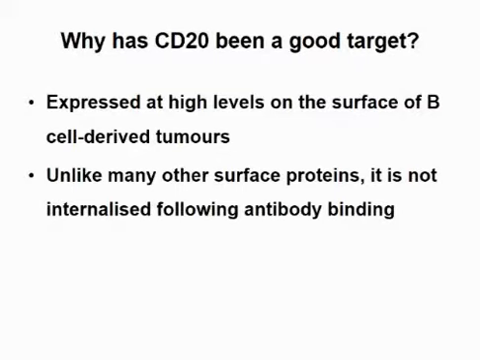Okay, and the reason it's been so successful is that it's expressed at very high levels on the tumours. So it's been a good target for an antibody, but also it doesn't get internalised, or at least not very much. With many proteins, you bind an antibody to them and they get internalised into the cell and degraded. It just seems to be a natural consequence of antibody binding. But for CD20, it's very stable, and the antibody will be stuck to the CD20, again flagging up to the immune system: come and kill me, I'm an antibody, I've bound to a cell.